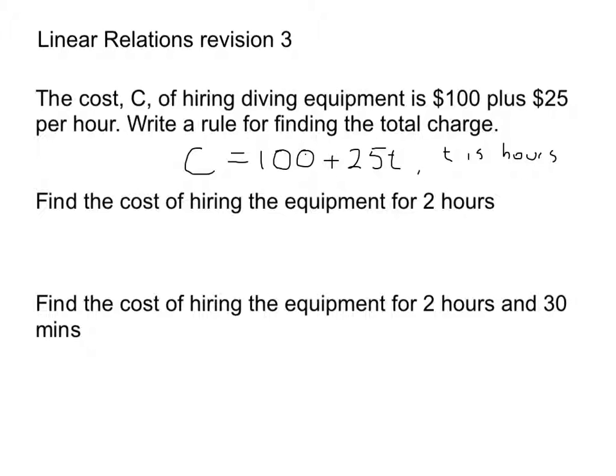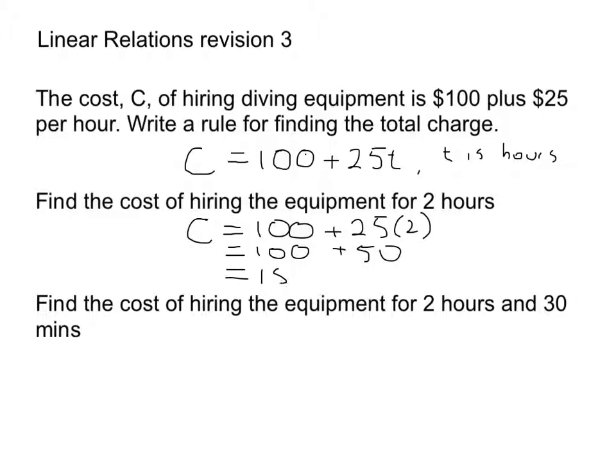To find the cost of hiring the equipment for 2 hours, it's simply a matter of substituting T equals 2. So C will be equal to 100 plus 25 by 2, which equals 100 plus 50, which will equal $150. Similarly, if we're going to be finding it for 2 hours and 30 minutes, that means that T will equal 2.5 hours.